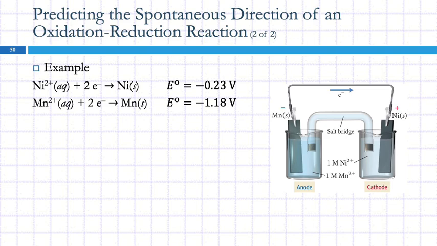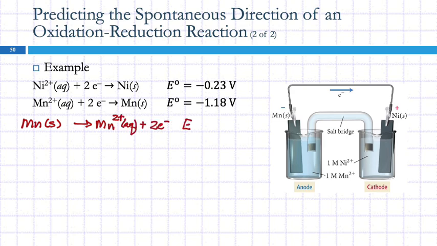So here, predicting the spontaneous direction. Here I've got two reduction reactions just pulled out of that table. So what am I going to do so that when I combine these, I get a positive number? If I switch the sign on this one, then when I add it to that one, it'll be positive. So I'm going to do this, Mn solid to Mn2+ plus 2 electrons.